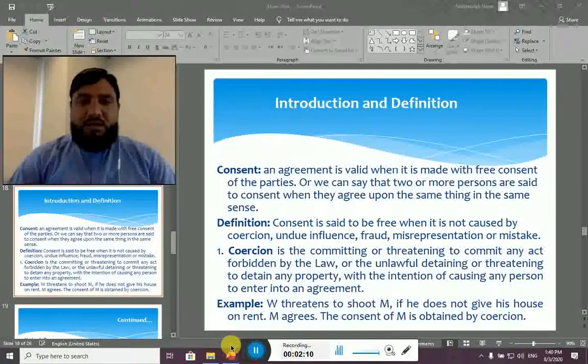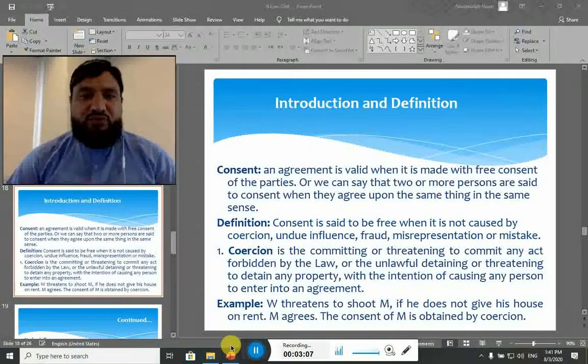So as I earlier discussed, the meaning of consent is willingness, and it should be free in a contract. And free means that the willingness to enter into that agreement by both parties is not with external force or any other stimuli. They want to enter into a contract by themselves, and a contract is valid when the consent of both of the parties is free. And when two or more persons agree on the same thing in the same sense, this is called consent or free consent.